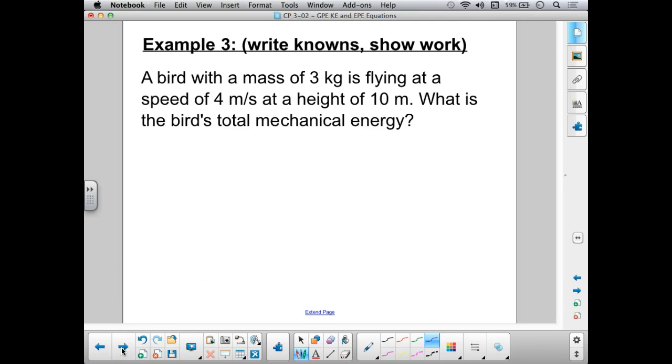Okay, let's try a third example. Once again, let's pause the video and try and solve this problem using the problem-solving methods that we've discussed.